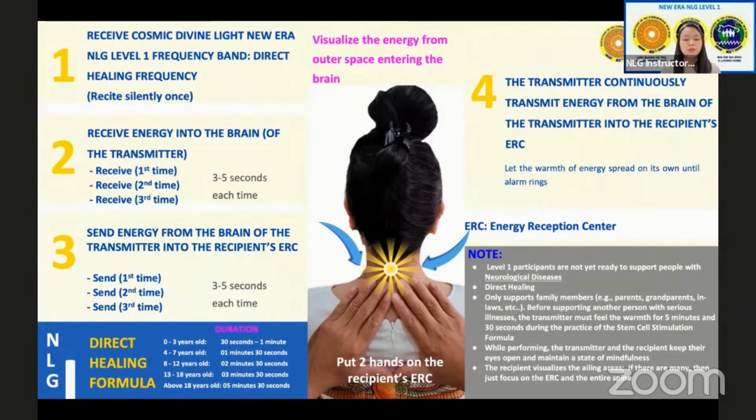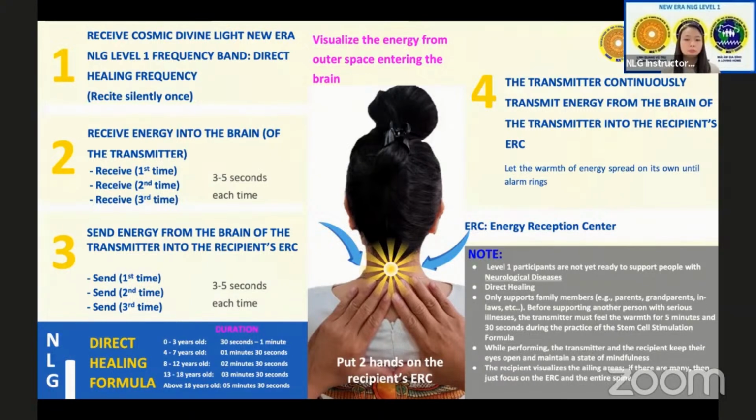Now, while you perform this formula, the transmitter and the recipient keep their eyes open and maintain a state of mindfulness. The recipient visualizes the ailing area, and if there are many, then just focus on the ERC and the entire spine. So that's something that you need to inform your recipient. Tell them that that is how they will visualize when they receive energy from you. So they also have a role to play, whereas for you as the transmitter, you will do the things that are instructed here in this formula.